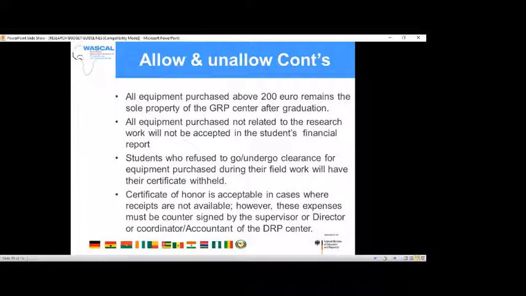Certificate of honor. However, these expenses must be countersigned by the supervisor or director or coordinator or accountant of the DRP Center. So when you are retiring, I've made it easy by providing that memo. It will ease your work. It is the same thing as the certificate of honor.